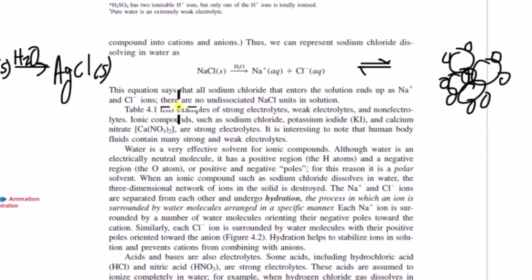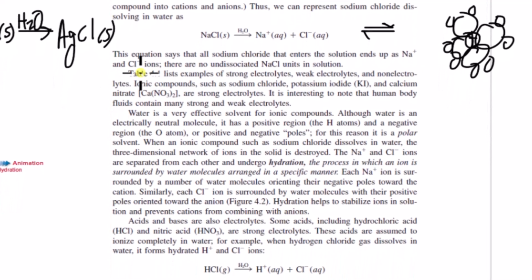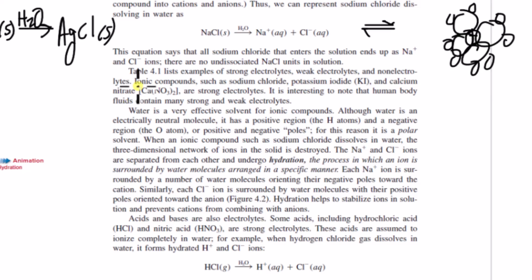Okay, so let's keep reading, and then we'll go back to that beaker example. Let's see what they say a weak electrolyte is. So this equation says that all sodium chloride that enters the solution ends up as Na plus and Cl minus ions. Yes, assuming the solution isn't saturated yet. Based on the solubility properties we talked about in the previous video, there could be a point where no more sodium chloride is going to dissolve because the solution is saturated. But if it's not saturated, then any sodium chloride that enters, you're assuming it all dissociates 100% with no reversibility into the ions. So we call it a strong electrolyte.